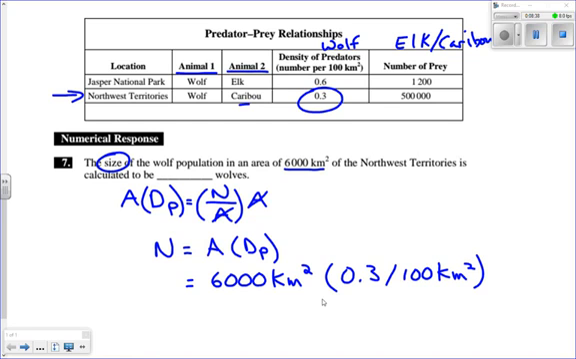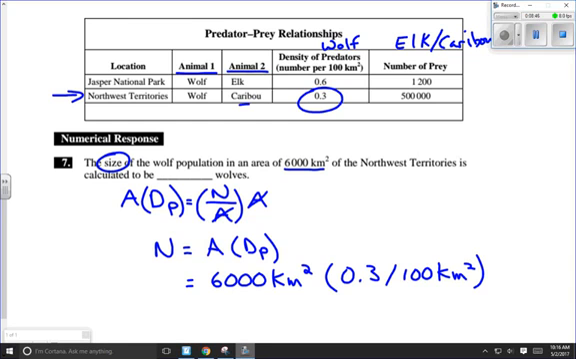All right, so we need to know this in kilometers squared rather than 100 kilometers squared. Well, let's just solve this the way it is, and then we'll get the units sorted out in a moment. So I can take 6,000 kilometers squared times 0.3 divided by 100 kilometers squared, and I should have written this. This is wolves per kilometer squared, 0.3 wolves per kilometer squared. So our units are going to cancel because we've got kilometers squared. We're dividing by kilometers squared here.